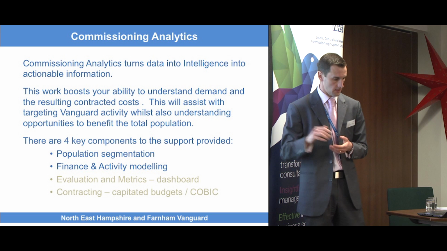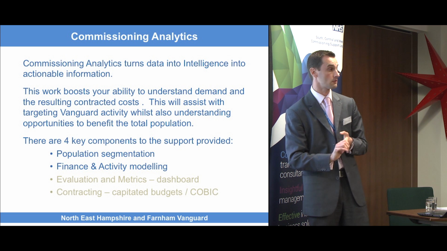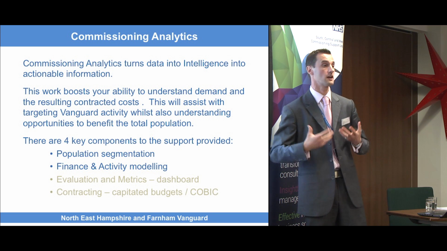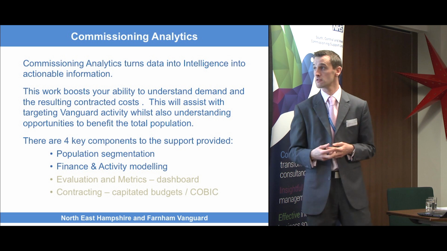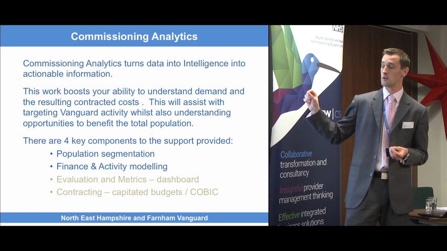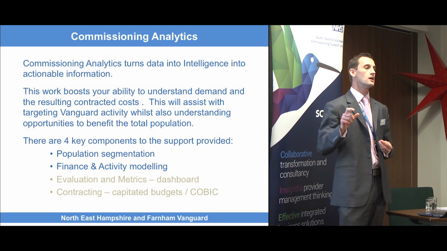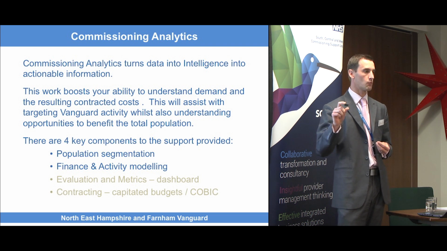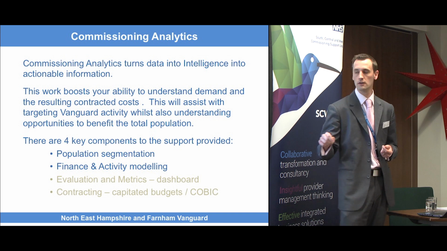Commissioning analytics: the aim here is data's great, information's okay. Intelligence is really important because then you start getting inference, then you start actually drawing real commissioning decisions off the back of this. It enables you to start targeting activity with a degree of accuracy around what you're intending that outcome to be, noting that there's always a margin of error.